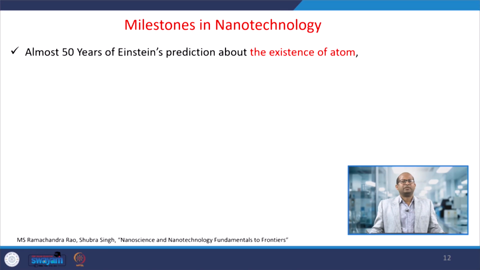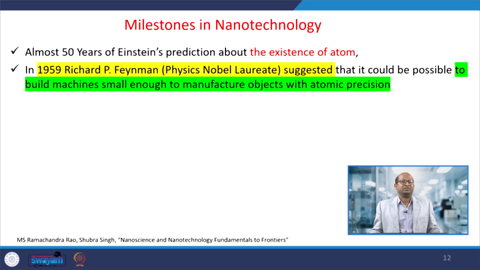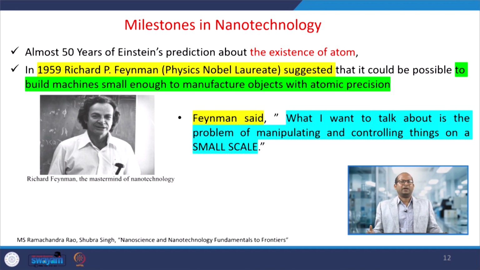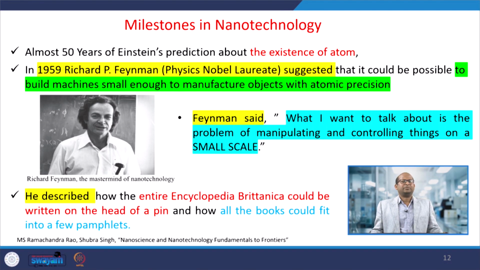Almost 15 years back, Einstein predicted the existence of atoms. In 1959 Richard P. Feynman suggested that it could be possible to build a machine small enough to manufacture objects with atomic precision. He said, what I want to talk about is the problem of manipulating and controlling things on a small scale. He described how the entire Encyclopedia Britannica, that large volume, could be written on the head of a pin, and how all the books could fit into a few pamphlets.